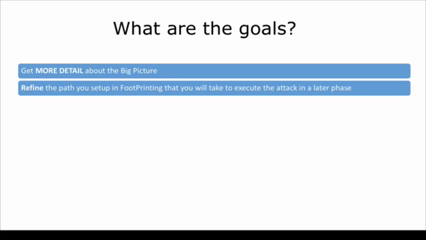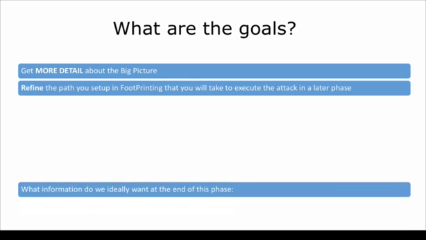We also use the scanning phase to refine the path you set up in footprinting that you will take to execute the attack in a later phase. So if you recall, during footprinting we define the path. In scanning we're going to refine it, because we are going to get more information which will help us to focus on where we should concentrate our efforts in a later phase.